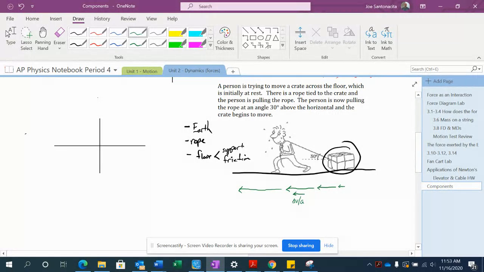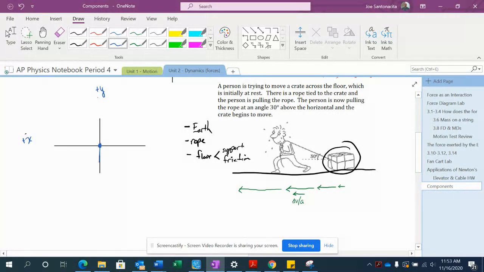The earth pulls down on it, the rope pulls it, the floor supports it, and there's also a frictional force involved. So in drawing a force diagram, we have our object here. I'm going to call up positive y and to the left positive x. The reason I'm calling left positive x is because that's the direction of the acceleration. Kind of makes it simple.